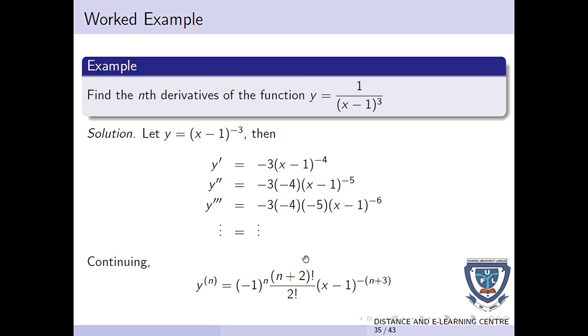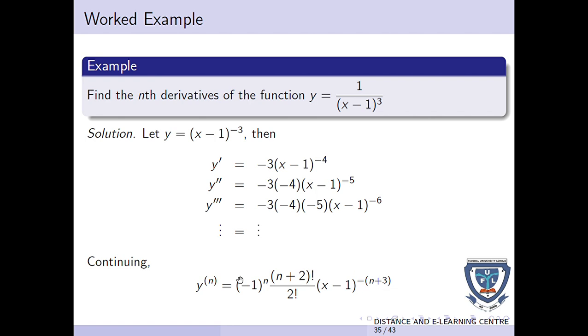Let's look at another worked example. Find the nth derivative of the function y equal to 1 over (x minus 1) raised to power 3. Solution. Let y be this. Then you look for the first derivative, second derivative, and the third derivative. You will discover that when you continue, you're going to see the pattern to be y raised to power n will be equal to minus 1 raised to power n times (n plus 2) factorial over 2 factorial times (x minus 1) raised to power minus (n plus 3).